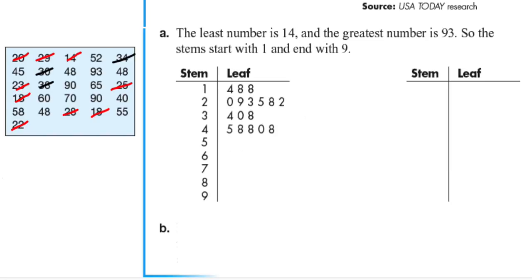Okay, in stem 4, we have 5, 8, 8, 0, 8. Why? Because we have 45, 48, another 48. Where's my other 48? Oh, sorry, I'm on stem 4. So that's 45, 48, another 48, number 40, and another 48. There you go.